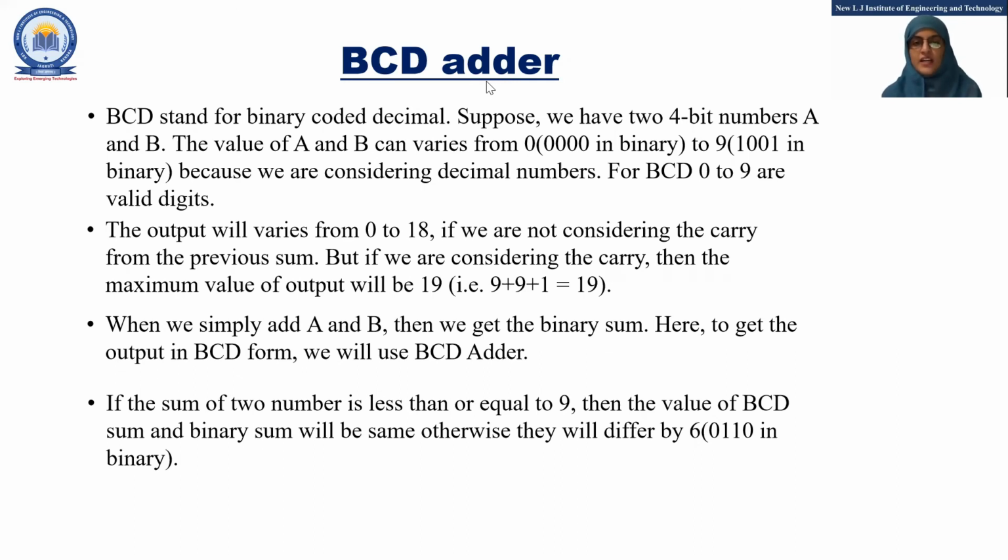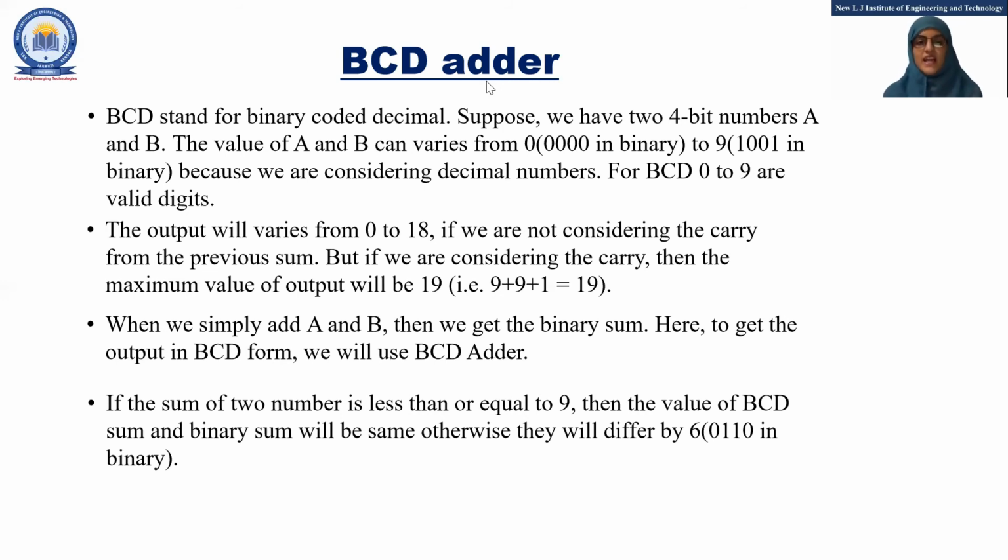So for that, the addition will be 9 plus 9, which is 18. Also, if there is any carry produced from the previous adder, it will be added to the current adder. Maximum carry will be 1. So the possible output of this BCD adder will be 9 plus 9 plus 1, which is A plus B plus carry, equal to 19.